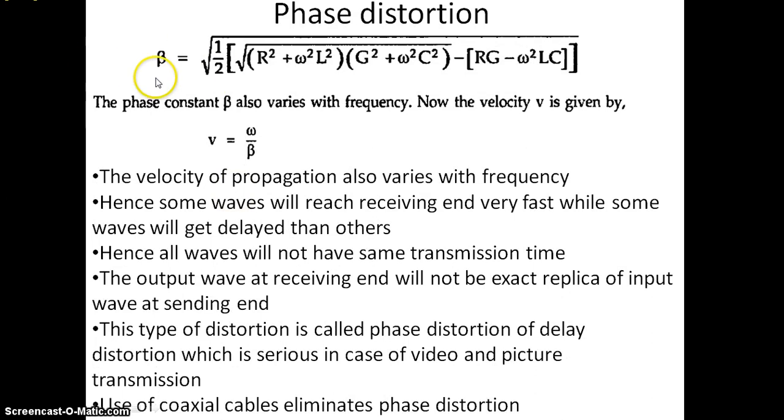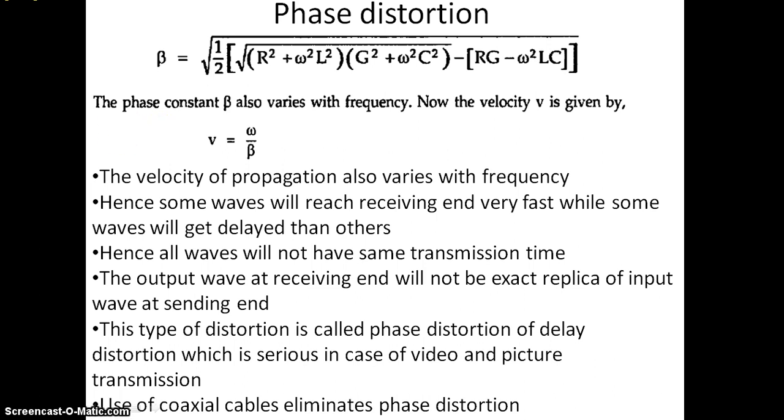Coming to phase distortion, this is the expression for beta, or phase constant. The phase constant also varies with the frequency. Now the velocity is given by V equals omega by beta, the ratio of angular frequency to the phase constant. So the velocity of propagation also varies with frequency. As beta is dependent on frequency, velocity is also dependent on frequency.